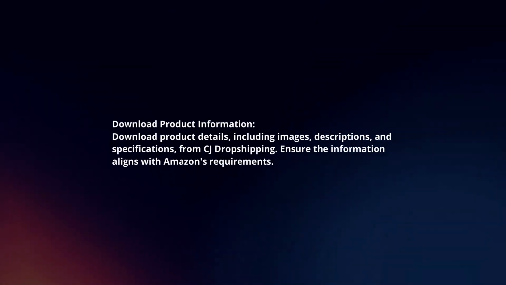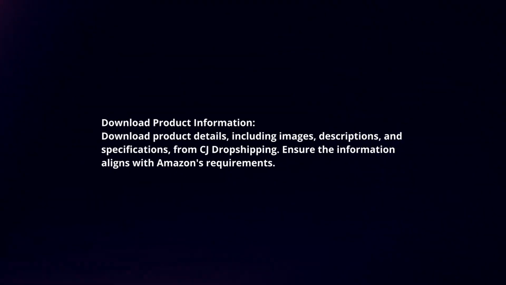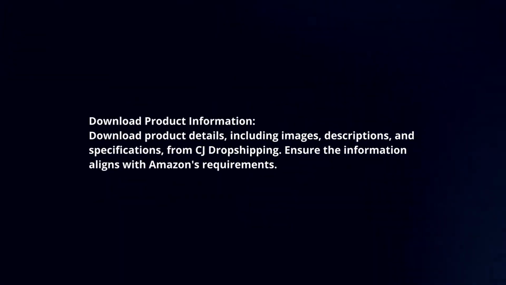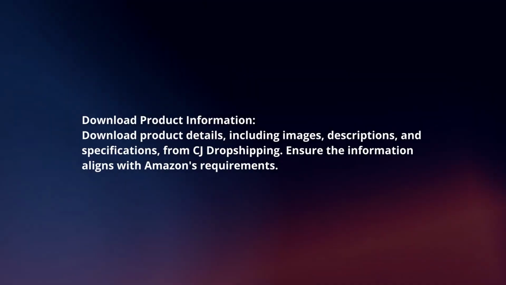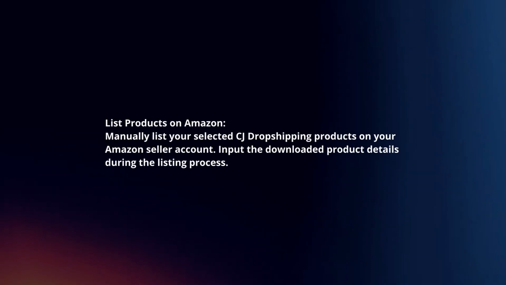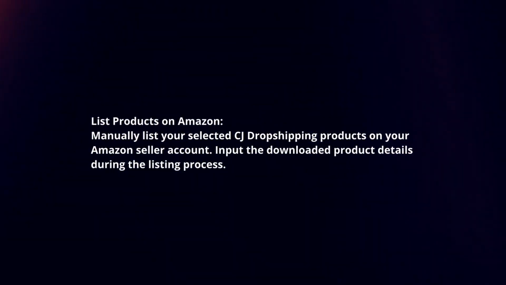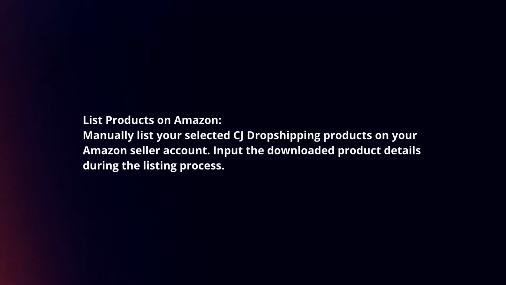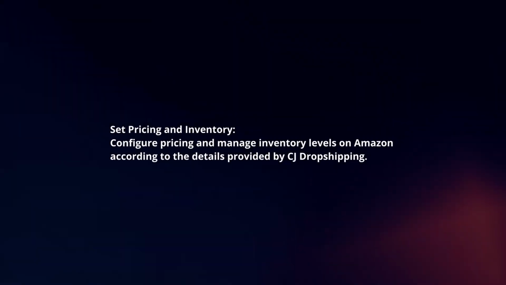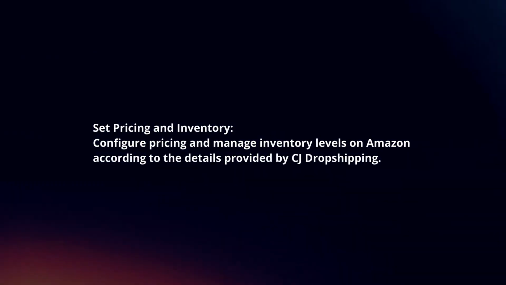Download product information. Download product details, including images, descriptions, and specifications from CJ Dropshipping. Ensure the information aligns with Amazon's requirements. List products on Amazon. Manually list your selected CJ Dropshipping products on your Amazon seller account. Input the downloaded product details during the listing process. Set pricing and inventory. Configure pricing and manage inventory levels on Amazon according to the details provided by CJ Dropshipping.